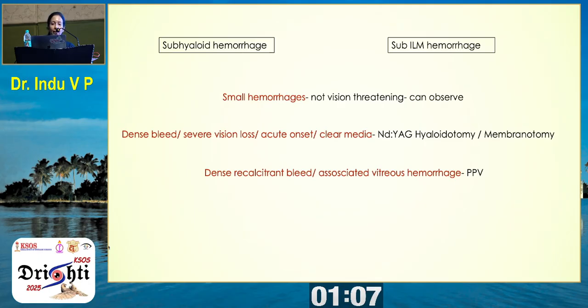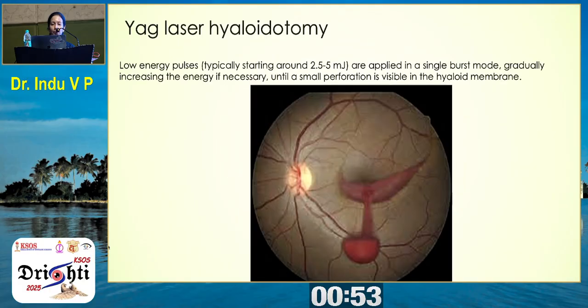Coming to subhyaloid and sub-ILM bleed, if it's a small hemorrhage and not vision threatening, you can observe. Whereas if it's a dense bleed, with severe vision loss and acute onset with a clear media, you can consider Nd:YAG laser hyaloidotomy. If it's a dense bleed, you have to consider pars plana vitrectomy. In a YAG laser, you make a small nick in the posterior hyaloid so that the blood drains into the vitreous. However, you have to warn the patient that even though there can be an initial improvement, if the vitreous hemorrhage spreads, it can again cause a further drop in vision and he will require vitrectomy.